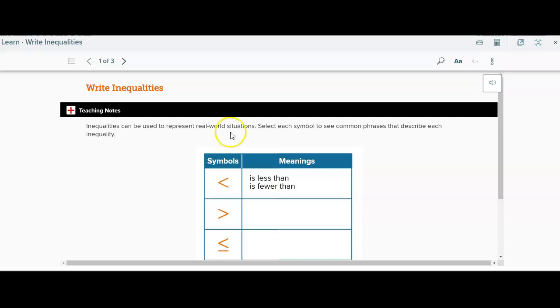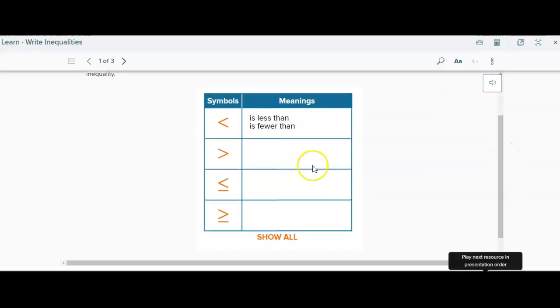So today we're going to learn to write inequalities. Last lesson you learned to solve inequalities. Now you're going to have to write them first and then solve them. Inequalities are used in a lot of real world situations, and we're going to look at some common phrases that might describe each inequality. So if you see something is less than or fewer than, the symbol that we might use is less than. If you see something that is greater than or is more than or exceeds, these are situations where you might want to use this symbol.